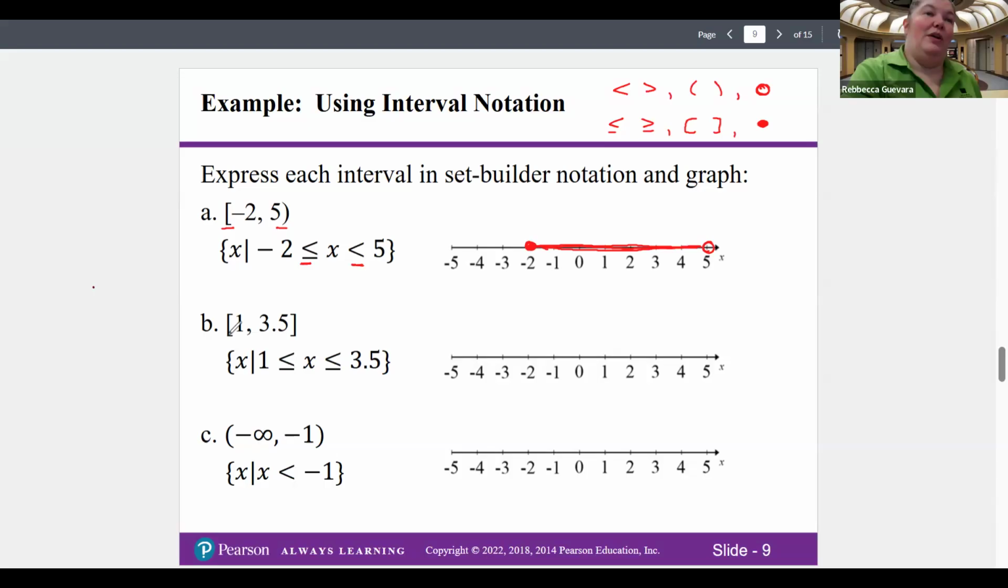If we have parentheses 1, 3.5 parentheses, well, that means we include 1 and we include 3.5. So they're both closed points. And we just draw the line between them.